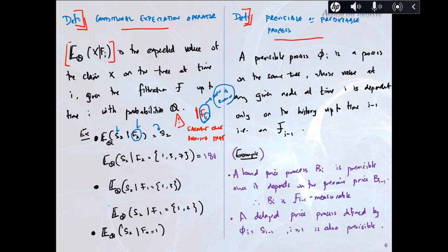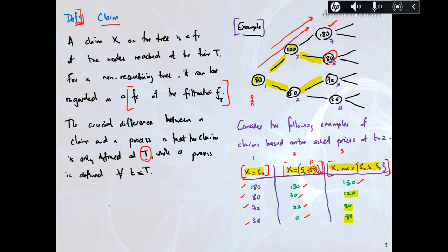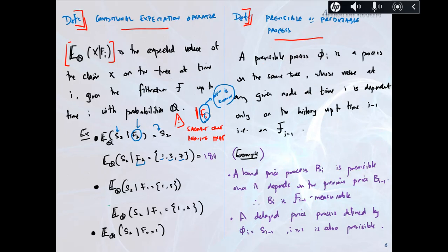Okay, so for F2, now I give more information on F2. F2 is in fact pointing out that I have used this route, 1, 3, 7. I was in state 1, state 3, and state 7. So the expectation of S2, S2 is here. It will be 180.